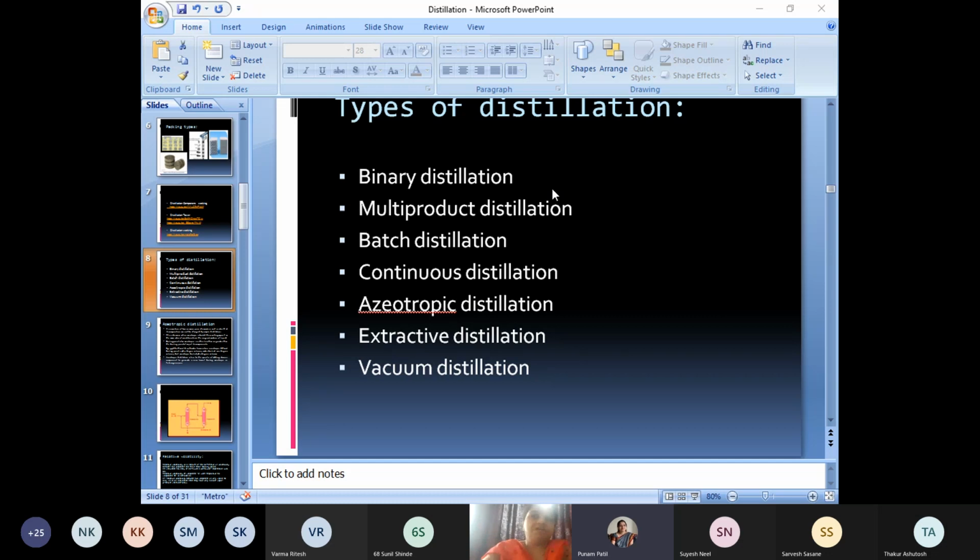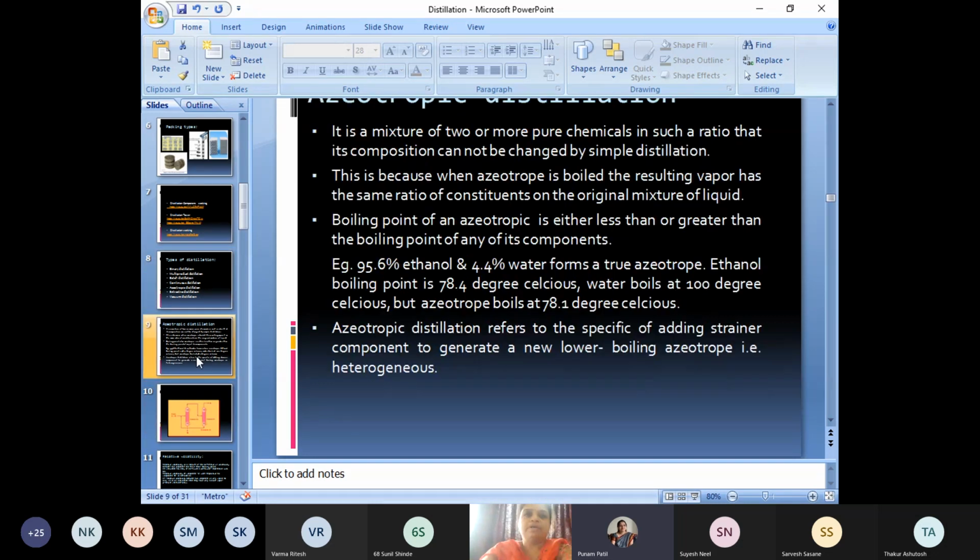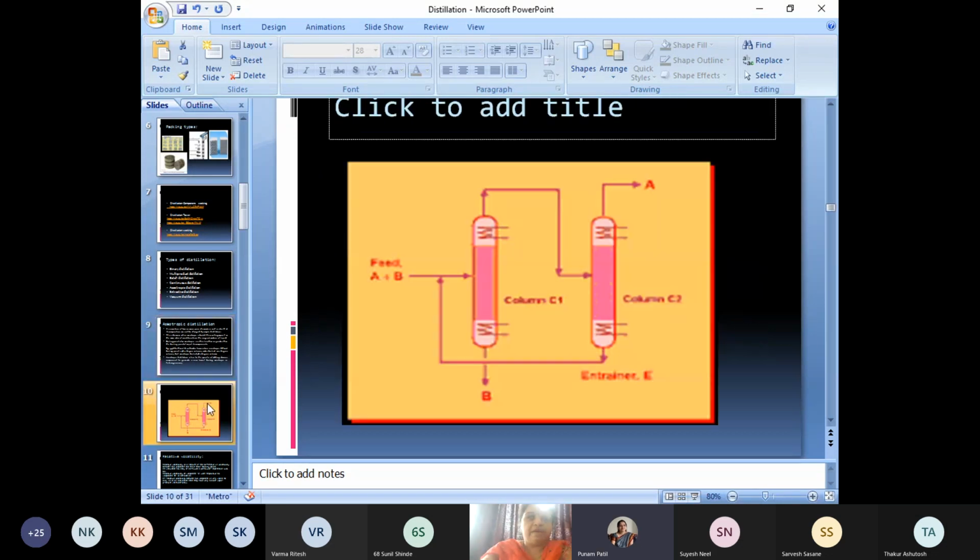So if it is a continuous process, you will get A and B products out of these two series distillation towers, whereas the strainer you need to recycle again through this. Understood this? This is called as your azeotropic distillation. Did you understand this?